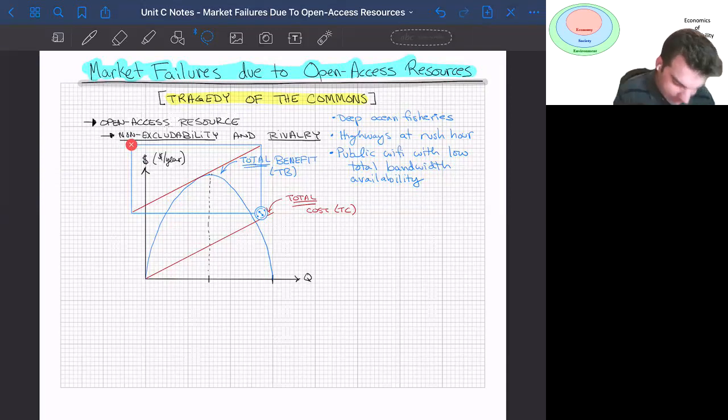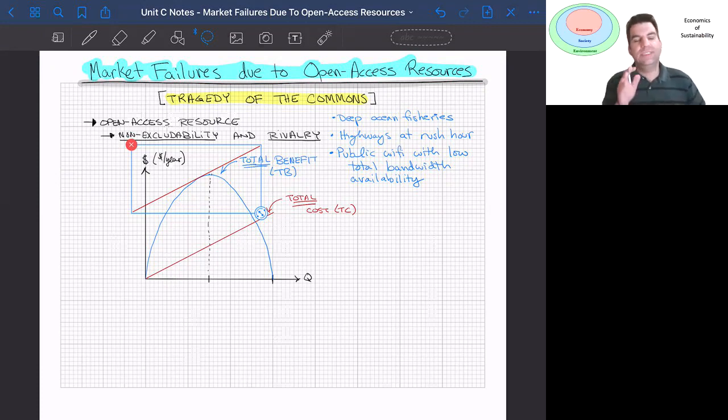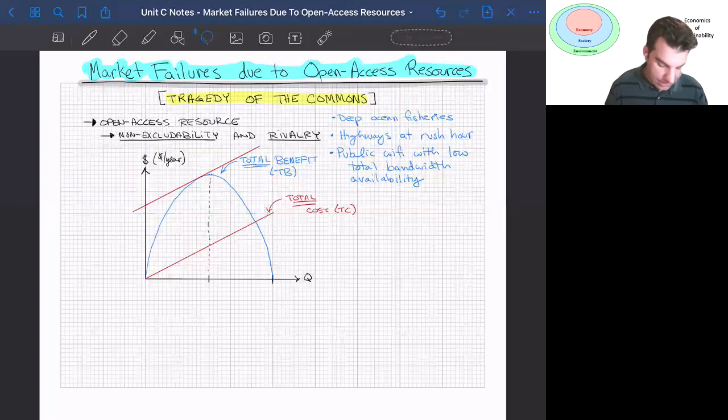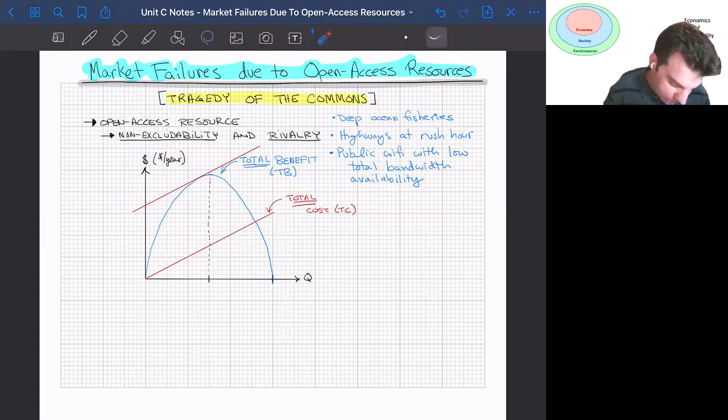And I may end up erasing some of this, but I will find a point on this curve whose tangent line is parallel to my marginal cost curve down here. And so there's a point right here, and here's its tangent line, and that tangent line is parallel to that, and that point is going to be the efficient exploitation value for this resource.